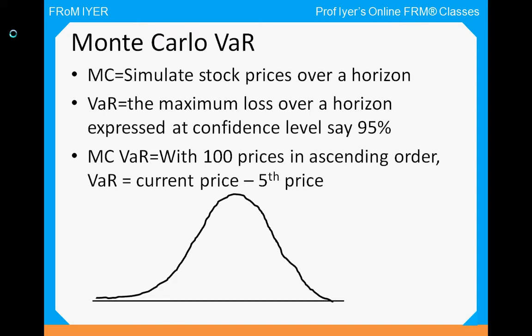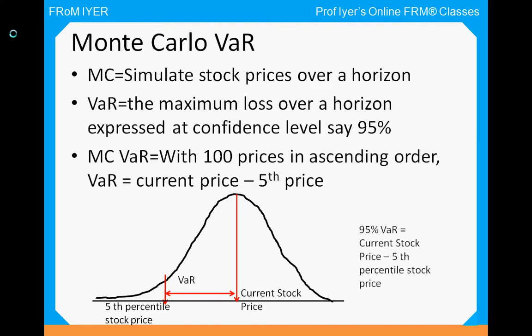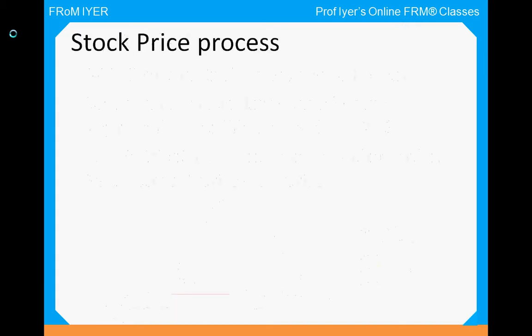So if this represents the distribution of stock prices over the horizon at the end of the horizon, and if this is the current stock price and this the fifth percentile stock price, then the difference between them is the value at risk. Now that is the value at risk in a formula. It's the current stock price minus the fifth percentile stock price.